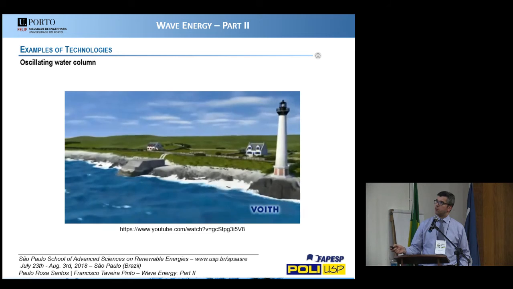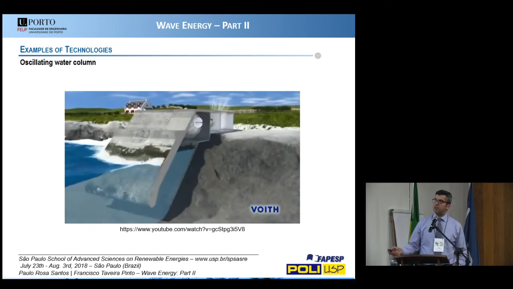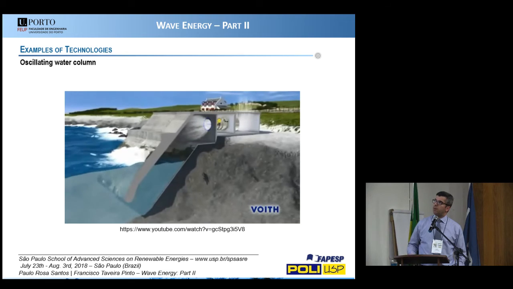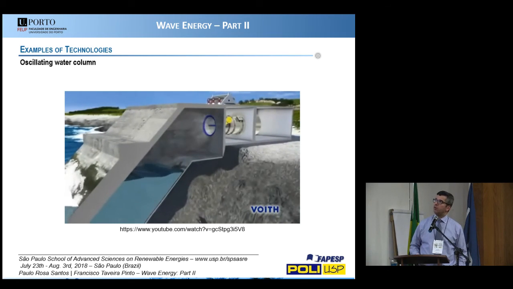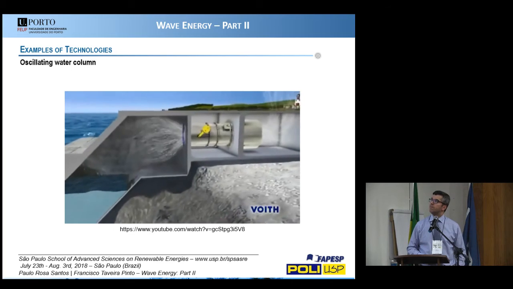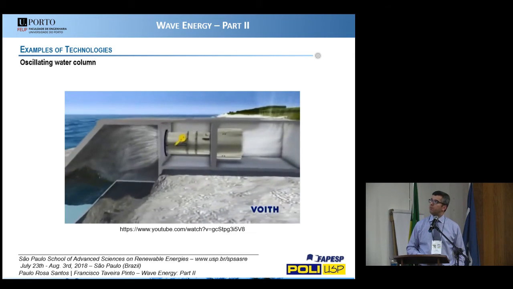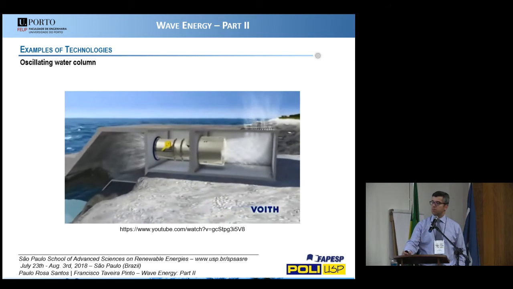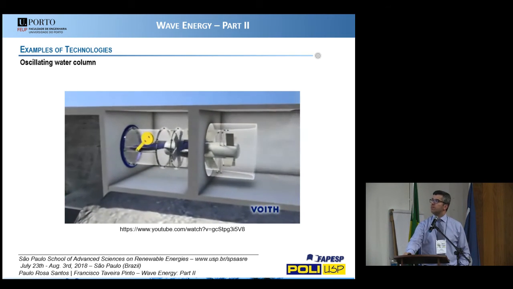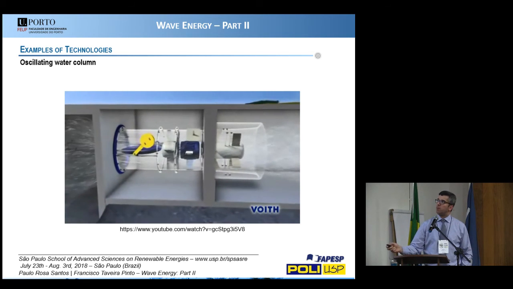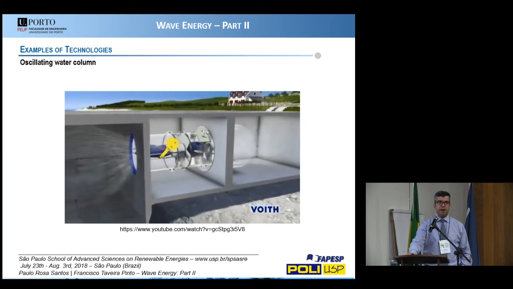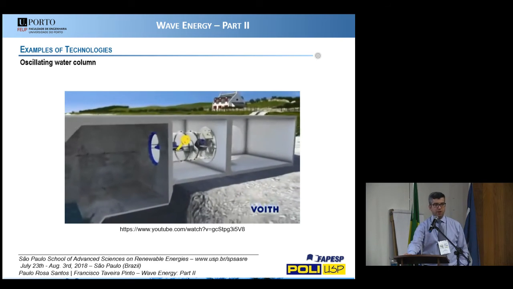It is a concrete structure. You see the underwater entrance to the chamber, the wave, and the water going up and down inside the chamber, and the flow of air through the turbine, not only from inside to outside, but in the other way. So it's a very simple concept. You see that the turbine is rotating in the same direction. The direction doesn't change when the flow changes direction.